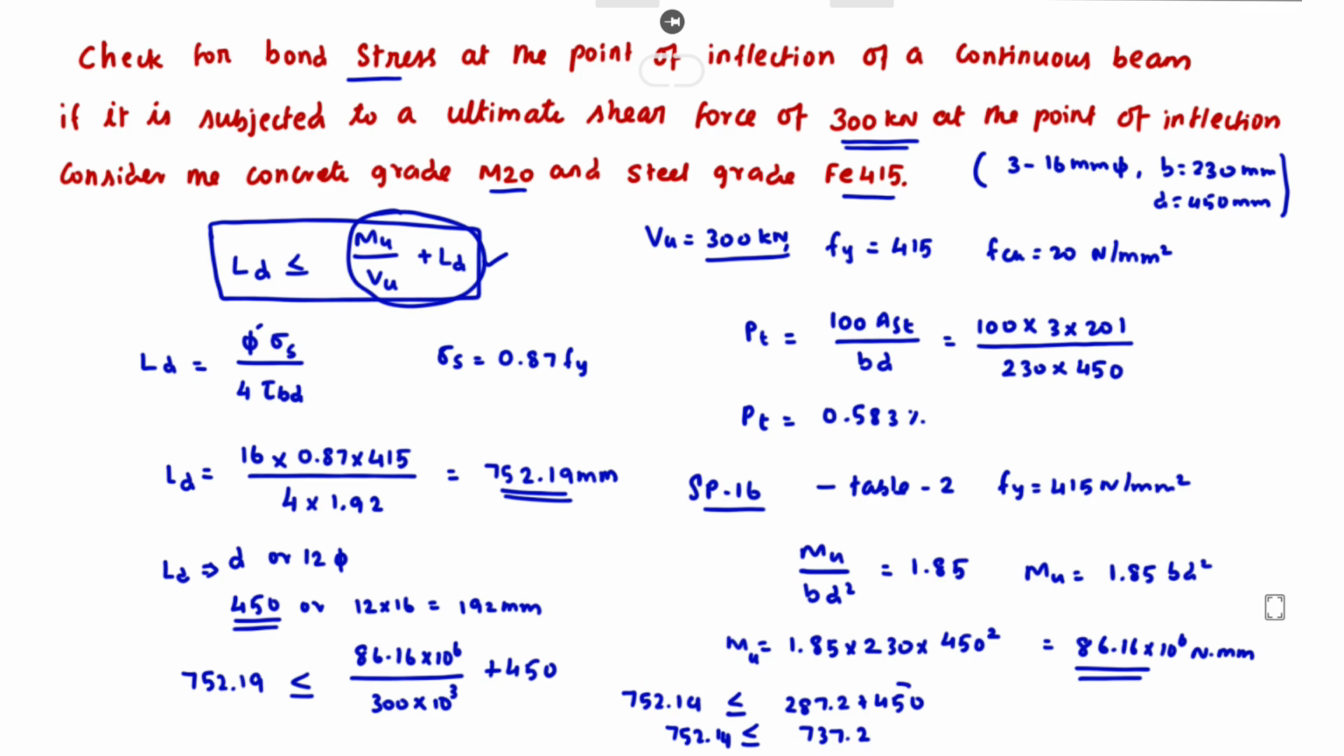So we have to increase the depth of the beam. After increasing the depth of the beam to 500, the condition will be satisfied. So this is the method by which we can solve the problem. Again, we'll see in the next video. Thank you.